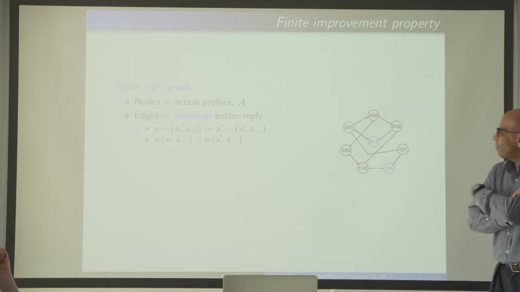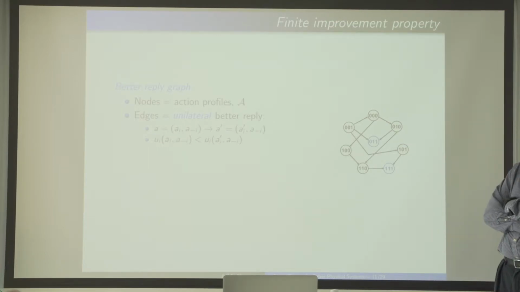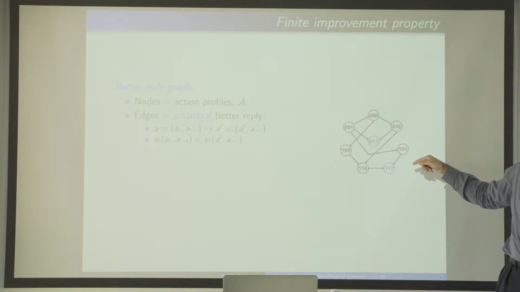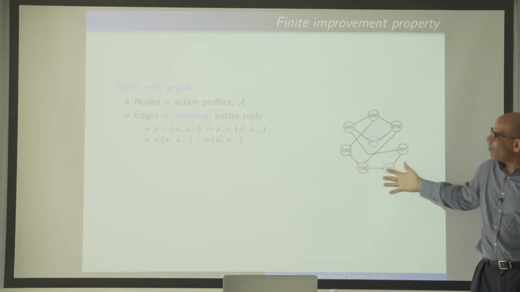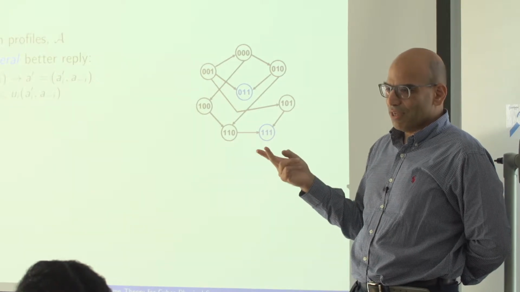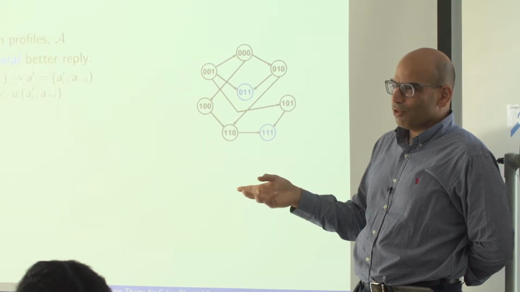And to do that, we need a particular construction called the better reply graph. So the better reply graph: a node means a joint action, and an arrow means somebody can improve their utility through a unilateral change. So here's what the better reply graph might look like if I had, let's see, 3 players, 2 actions each.